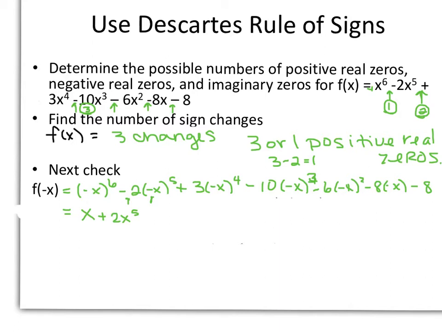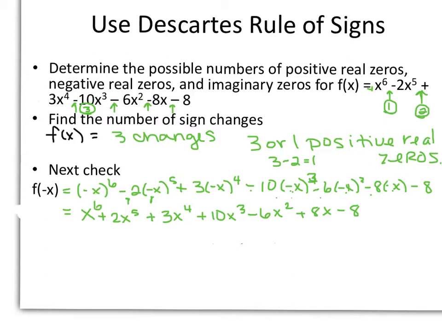Anything raised to the even power is positive, so that would stay positive. All right, odd would stay negative, and a negative times a negative is a positive. Even would be positive, and then positive x times negative 6 is negative 6x squared. Negative times a negative is positive. And negative 8. So all we did was just reduce basically the negatives. So I forgot the 6.